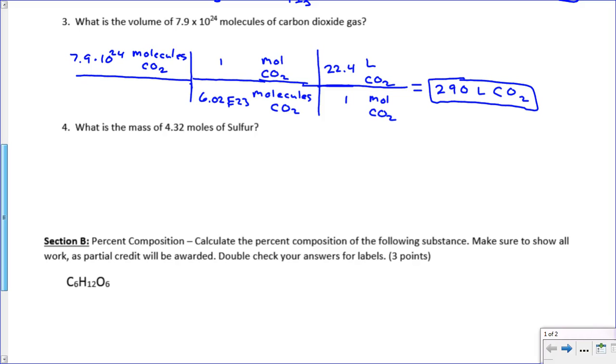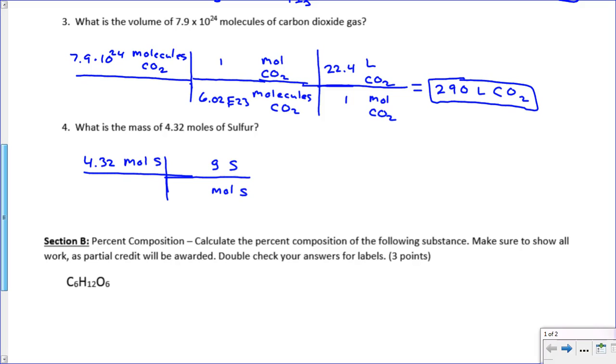And then this last one, it says, what is the mass of 4.32 moles of sulfur? So we're going from moles to mass. That is a one-step conversion. So we start with 4.32 moles of sulfur, moles of S. All right. Then we want to get from moles of S to grams of S, because it says what's the mass.